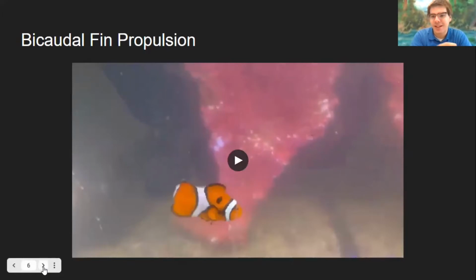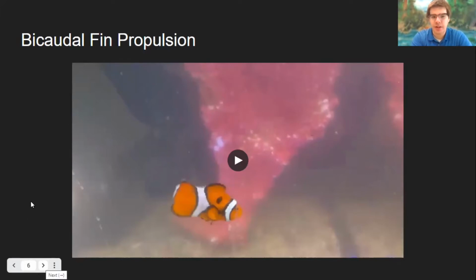You'll see a lot of great examples of it in actually Finding Nemo. Dory is a great example of a bicaudal fish because she's got that very slender, narrow frame to help her wiggle herself forward.